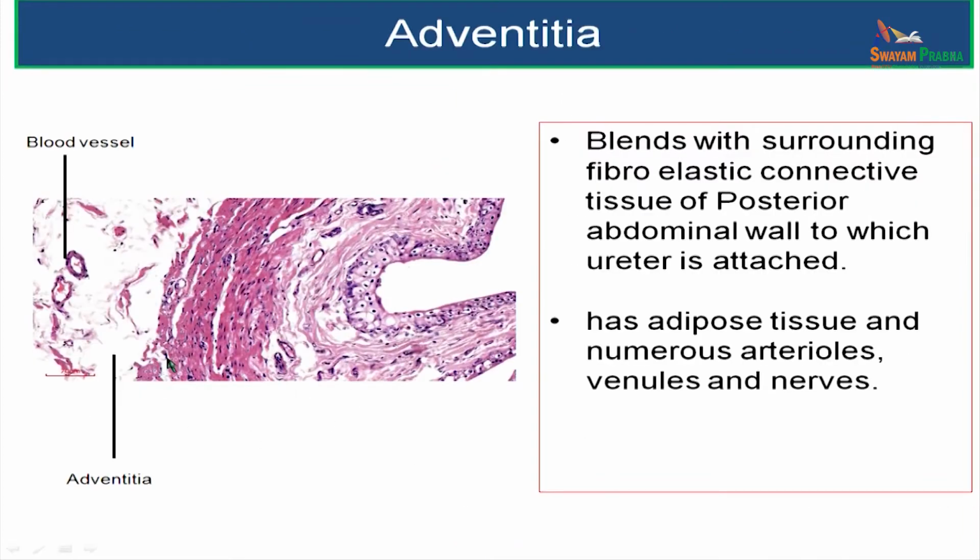We will now study the last layer or the outermost layer in the wall of the ureter. It is nothing but adventitia. So, this adventitia is going to blend with the surrounding fibroelastic connective tissue of the posterior abdominal wall to which the ureter is attached. So, this layer has got adipose tissue, it has got numerous arterioles, venules and nerves. So, that is the outermost layer adventitia, which is nothing but the connective tissue layer.